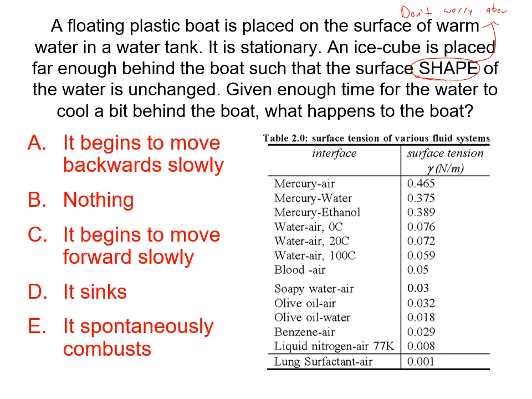Okay, so you may have read about meniscus effects in the reading. We're not going to worry about that for this question. Given enough time for the water to cool a bit behind the boat, what happens to the boat? The key concept here is that the surface tension in warm water at 100 degrees compared to, let's say, 20 or 0 degrees Celsius is an increase. So there's an increase in surface tension, increasing surface tension as we cool water down.